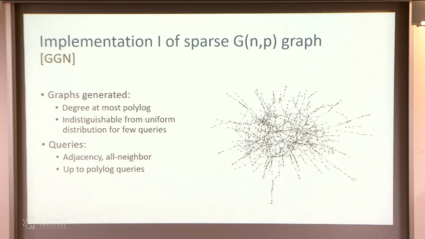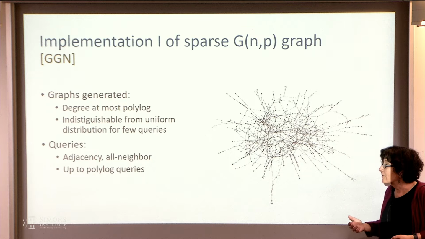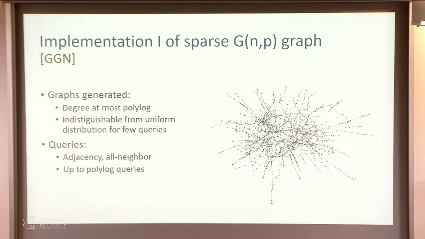The previous thing also handled dense graphs and dense type queries, adjacency queries, but for sparse graphs, you don't want to store all ij. You also may want to talk about all neighbors, because in sparse graphs you have bounded degree. So in this case, they give constructions of graphs that have degree at most polylogarithmic. They're indistinguishable from uniform distribution on a few queries, and here they support both adjacency and all neighbor type queries.